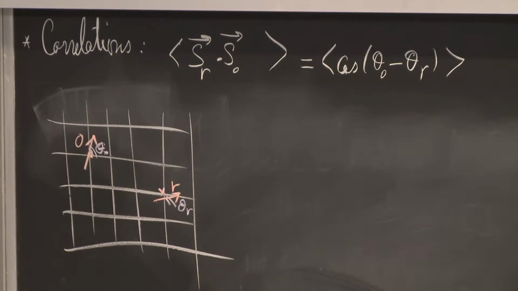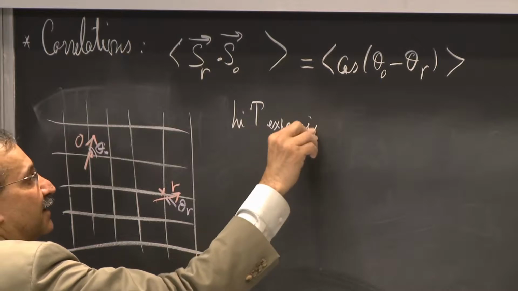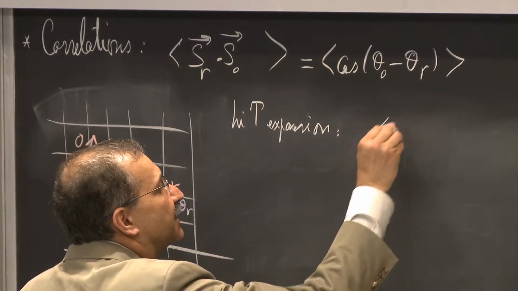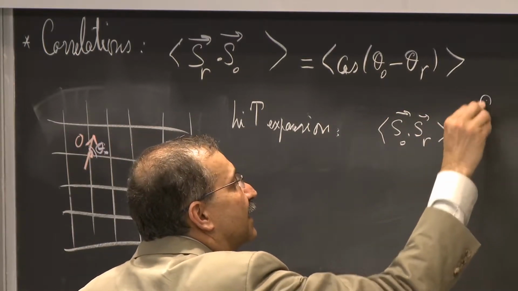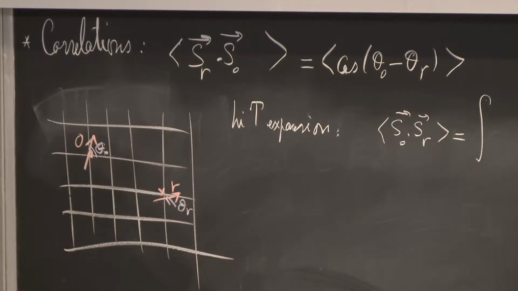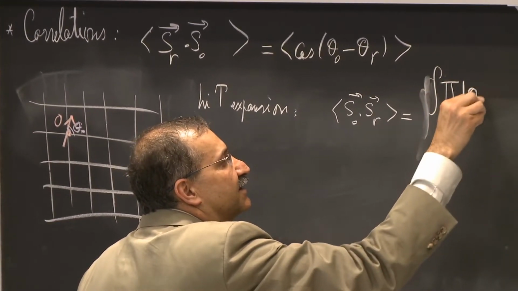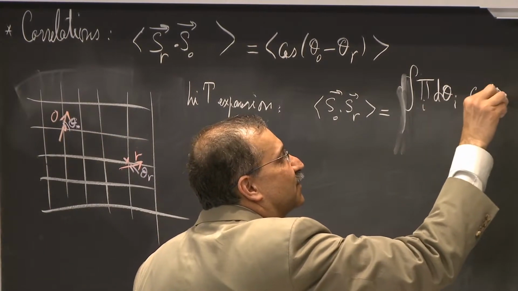Now this quantity I can asymptotically calculate both at high temperatures and low temperatures and compare them. So let's do a high T expansion. For the high T expansion, I go back to the discrete model and say that what I have here is a system that is characterized by a bunch of angles that I have to integrate in theta i. I have the cosine of theta 0 minus theta r.